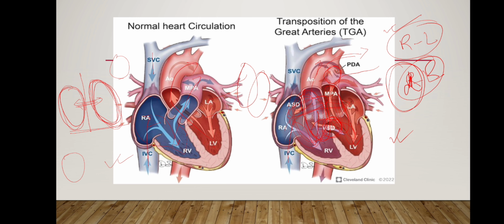Now, before going to the different types of TGA, we have to know that the TGA is divided into two types, that is DTGA and LTGA. D means dextro TGA and L means levo TGA. The position of the aorta and the pulmonary artery divides the TGA into two types. In a normal heart, the aorta is posterior and left to the pulmonary artery.